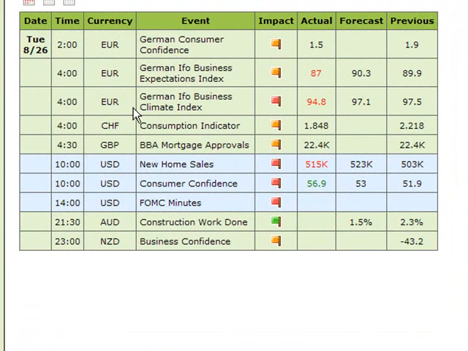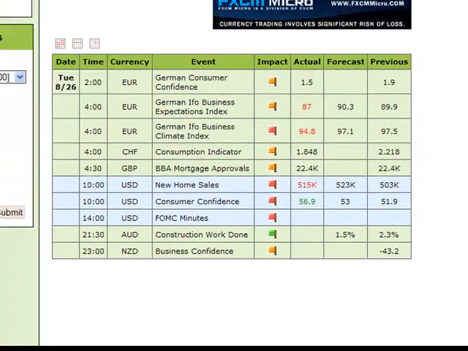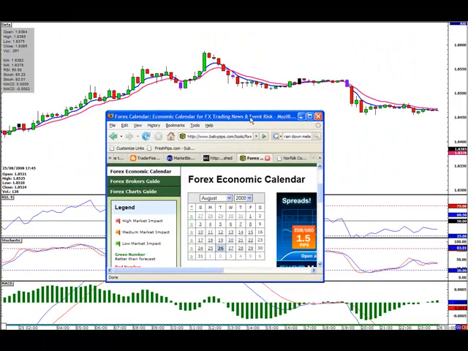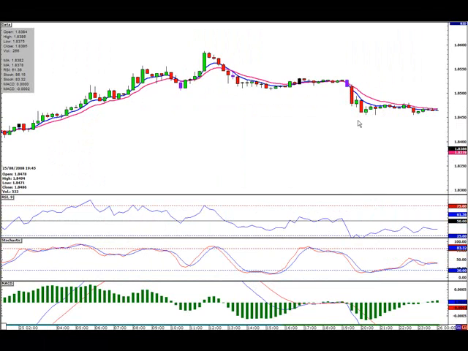Today you could see that the only currency that was really going to be affecting any of those two pairs was the dollar, and that was with the new home sales at 10 and consumer confidence at 10. So that's usually the only news I look for if it's affecting either the dollar or the cable, because that's the pair we're trading. All right. But you'll see a little exception to that rule today, and we'll show you in a little bit.